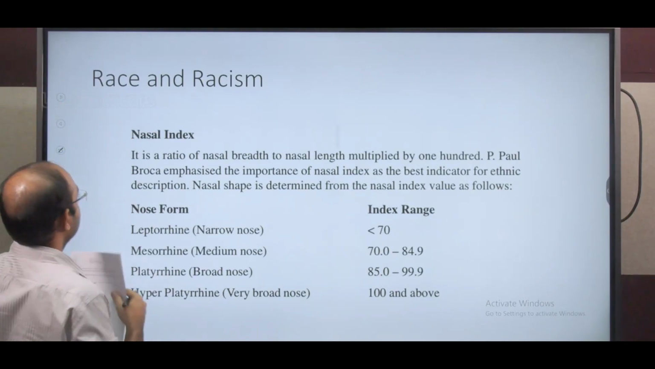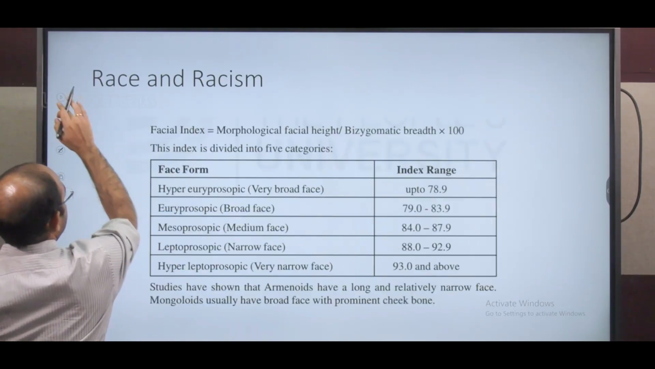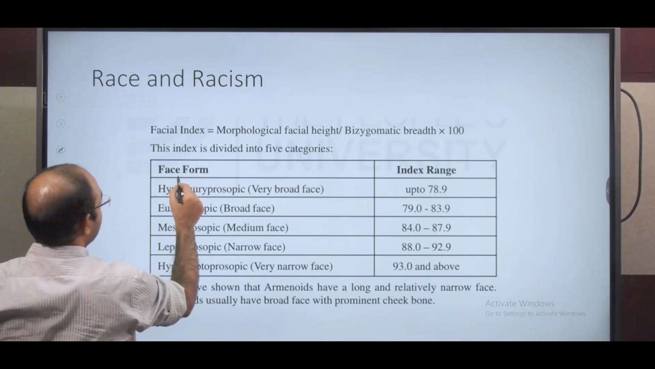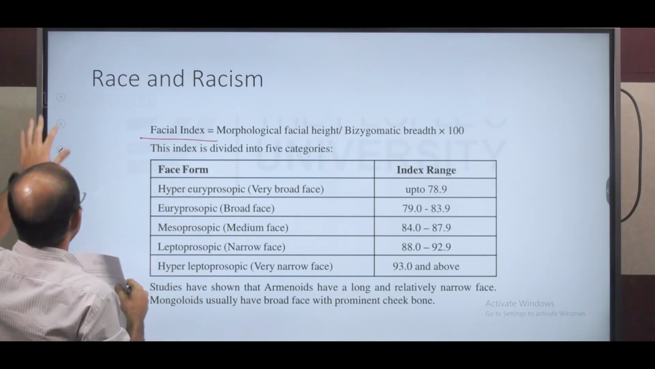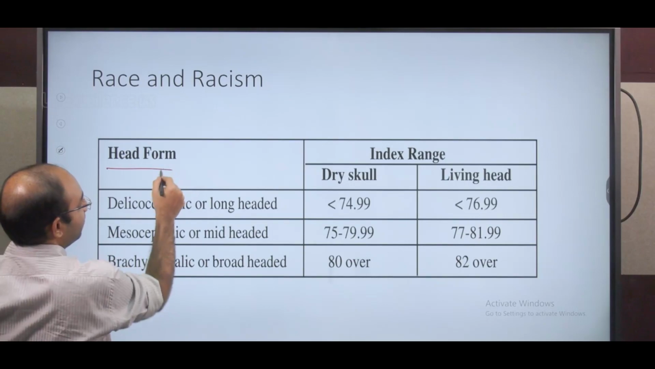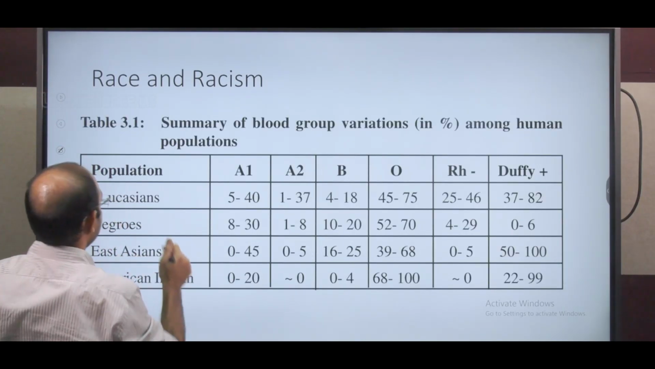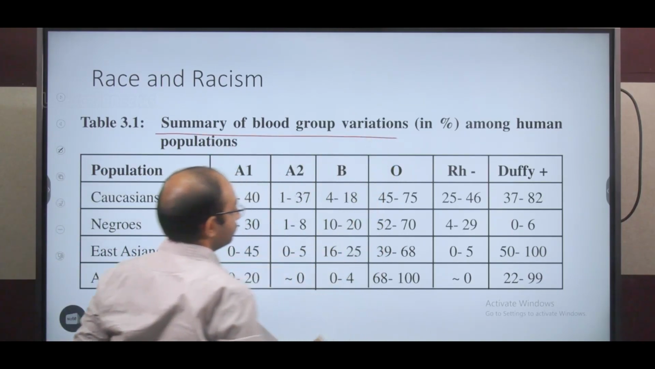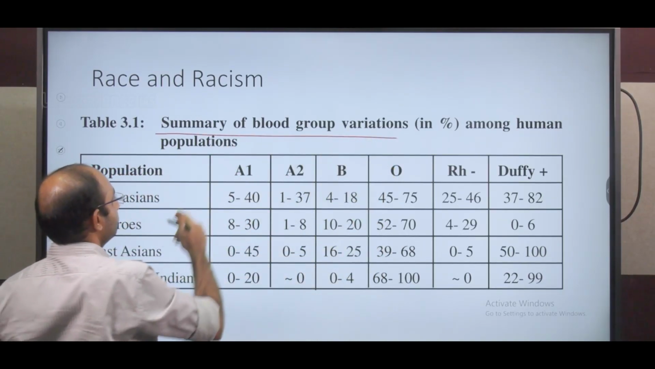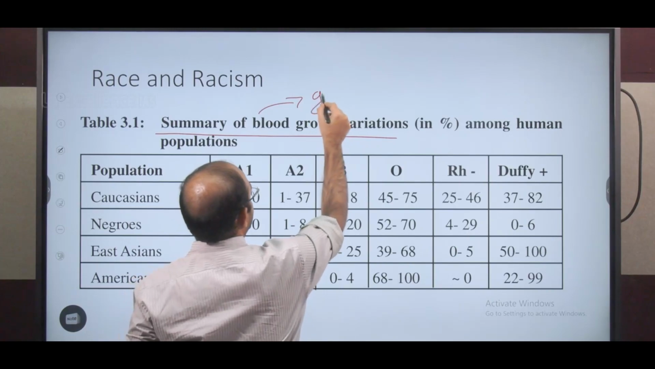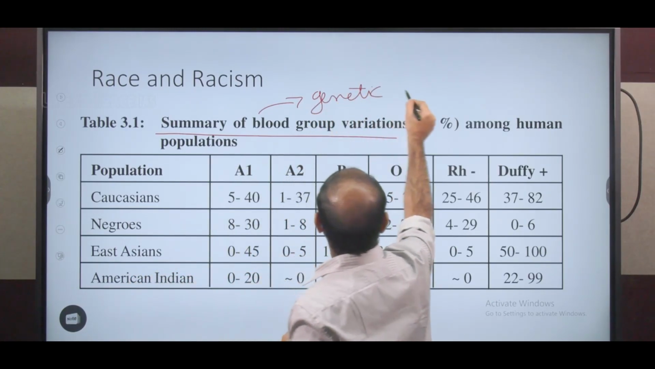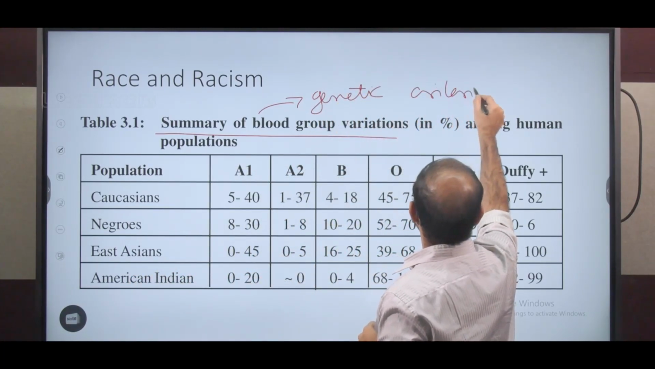And here I have given you how nasal index can vary. Here we also discussed face form and how facial index can vary, head form and cephalic index, how that can also vary. And finally, this is a summary of the blood group variations that you can find. Blood group is nothing but a genetic criterion.